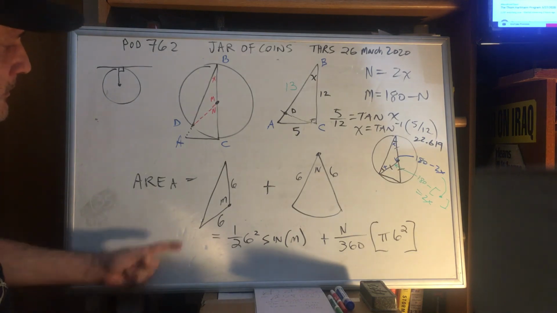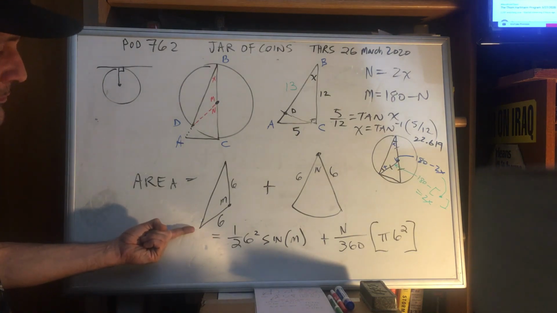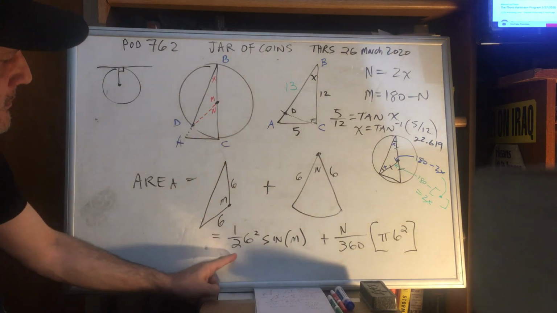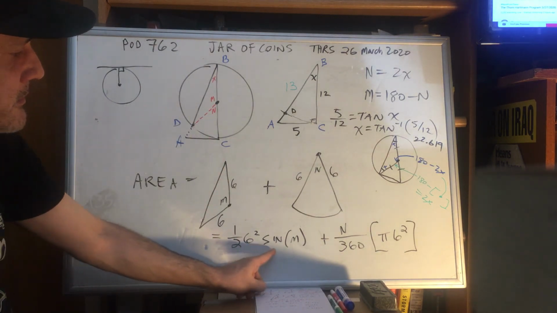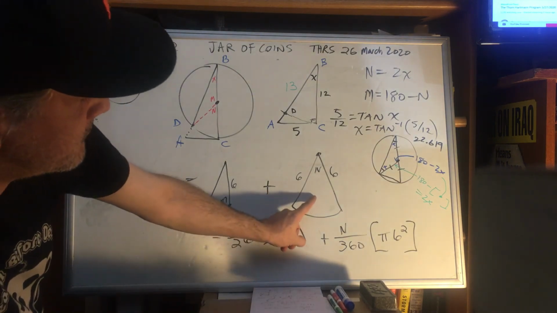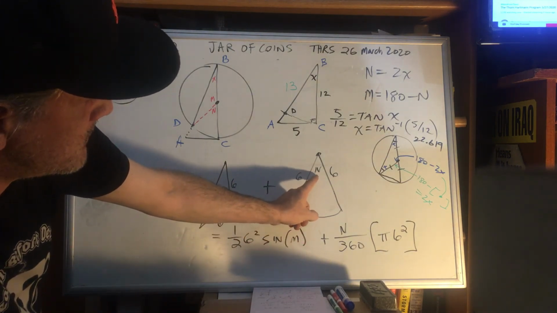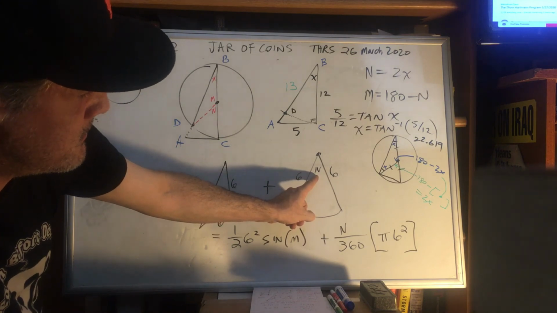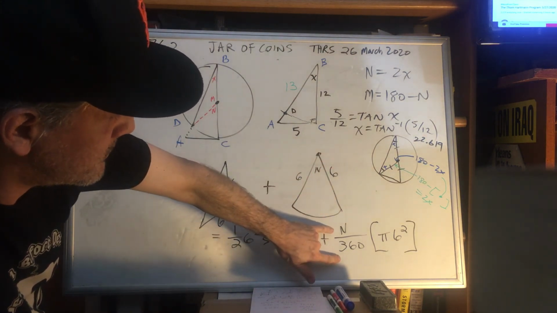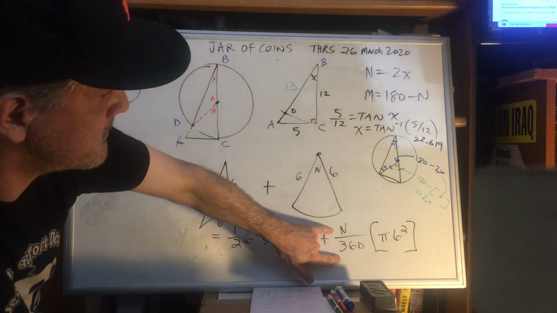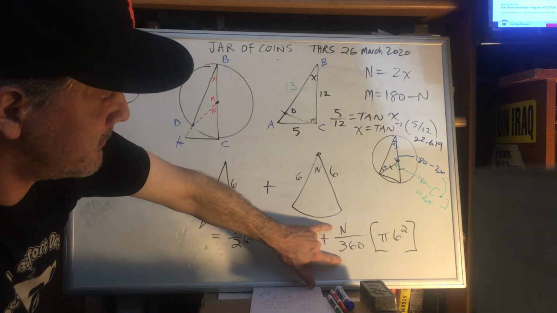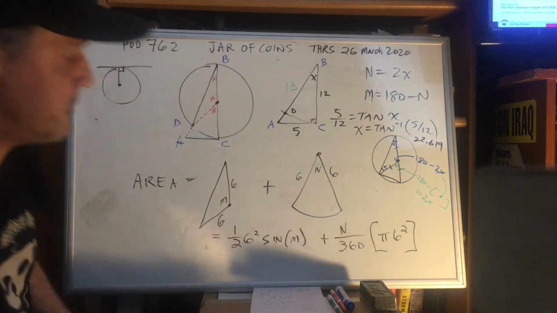Okay, now this is the area of a triangle formula. So notice the angle in between the two sides. So 1/2 times 6 times 6 times the sine of the angle m. And this is the area of a sector, and since we have degrees, this is a portion of a circle area based on the ratio of degrees to 360. So whatever this is out of 360 is the percentage of the area, which would be pi r squared.